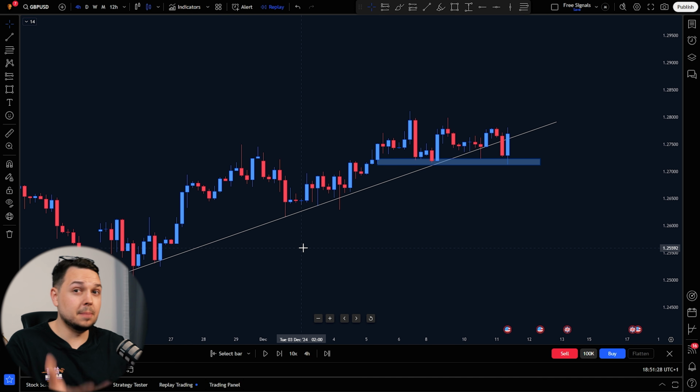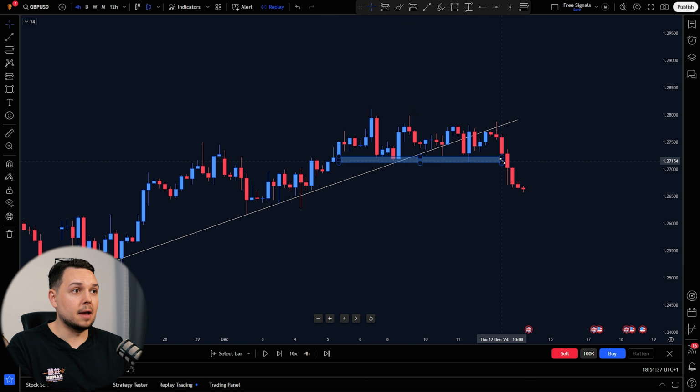So we can mark this area zone over here and wait for a solid breakout, because we don't know. Maybe it's a fake out, maybe it's a breakout. We need to find out. After a couple of candlesticks, boom, it breaks out nicely through the previous area zone.